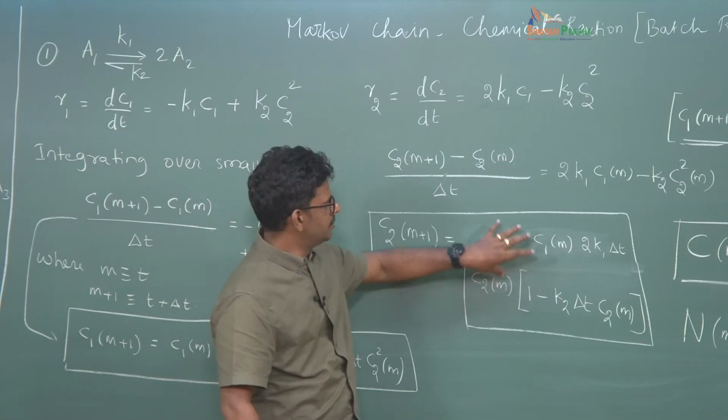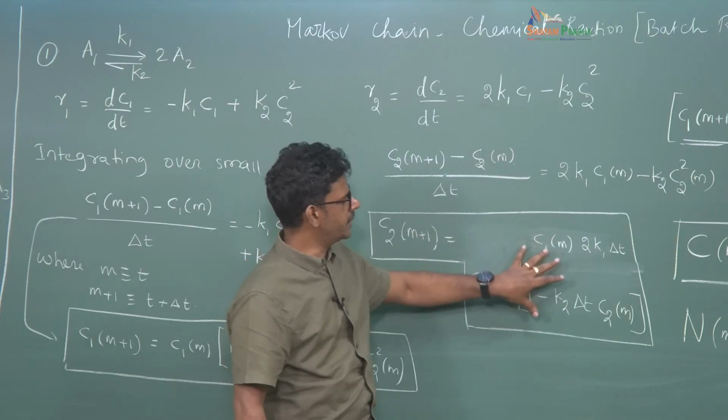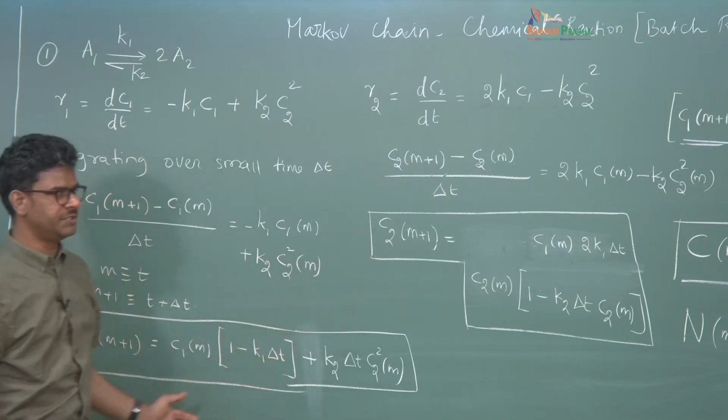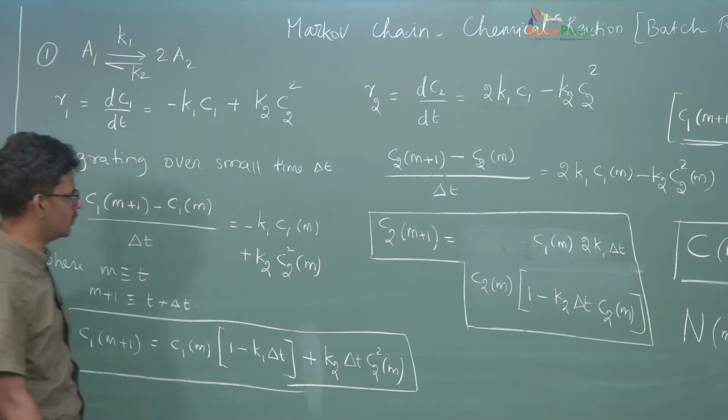This equation is a simple rearrangement of this. Please check if this is okay. So now I got two equations for two species, and I can write this in matrix form here.